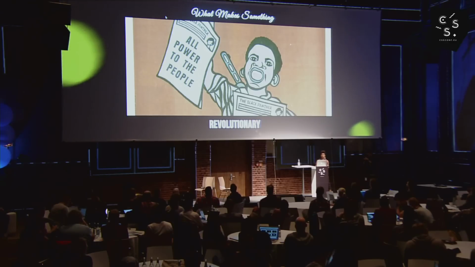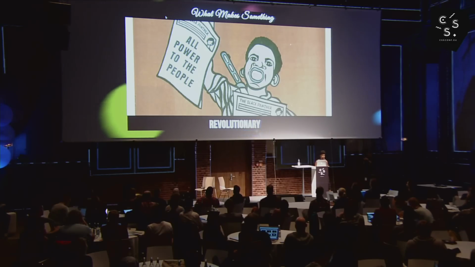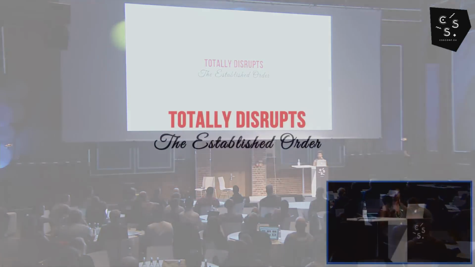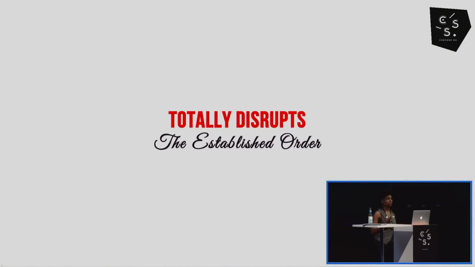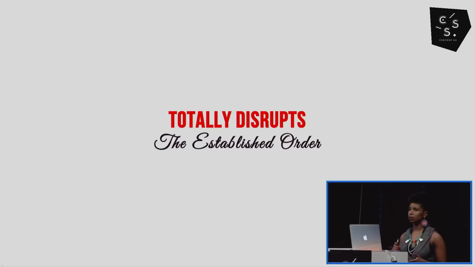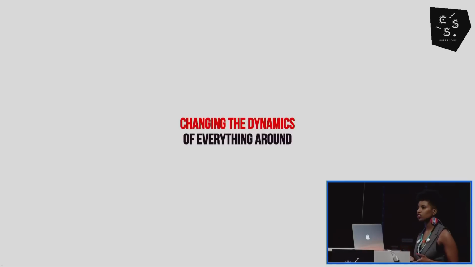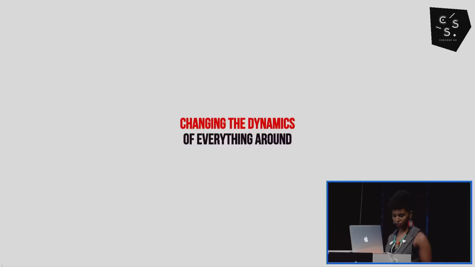So, what makes something revolutionary? For purposes of this talk, I'm going to propose the following definition. Something is revolutionary when it not only totally disrupts the established order, but it replaces the established order with a new order. And thus, it changes the dynamics of everything around it.